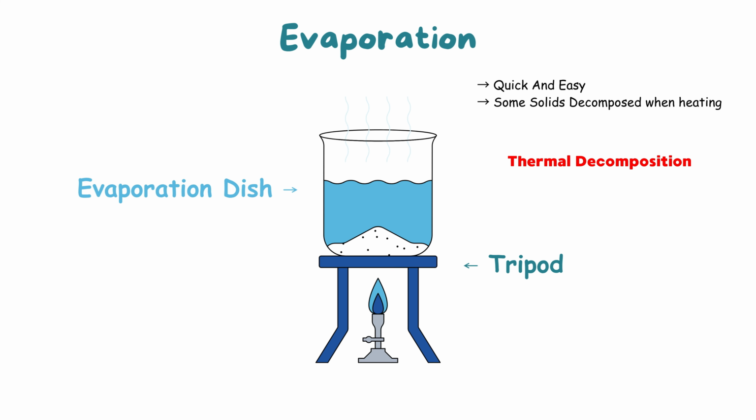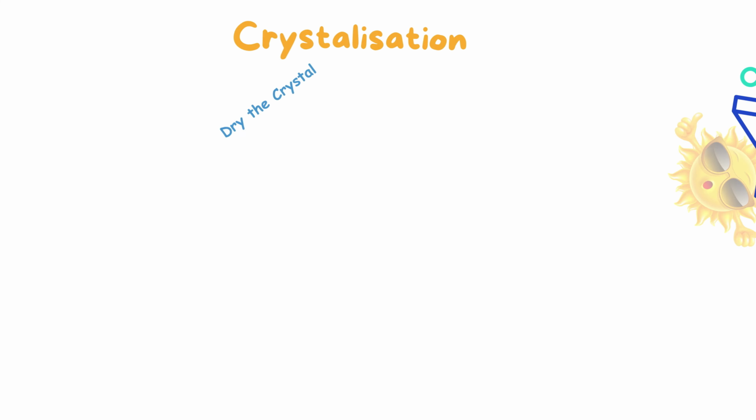Evaporation is a relatively fast and straightforward method to separate a soluble solid from its solution, but it has a major drawback. Some substances cannot tolerate high temperatures and will chemically break down when heated, a process known as thermal decomposition. For these heat-sensitive substances, we need to use a gentler method called crystallization.